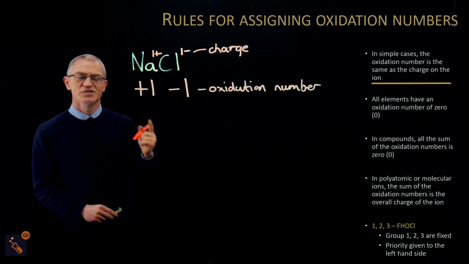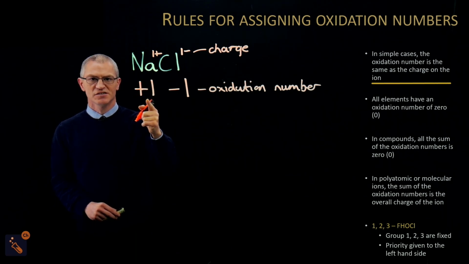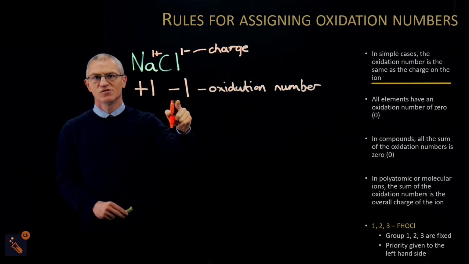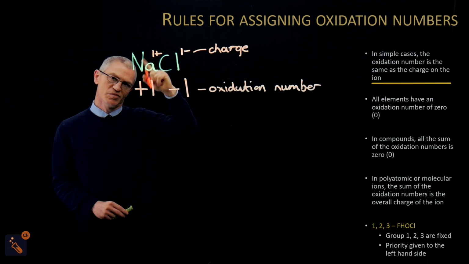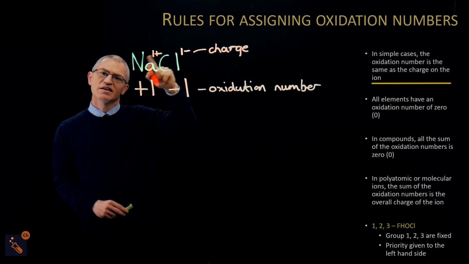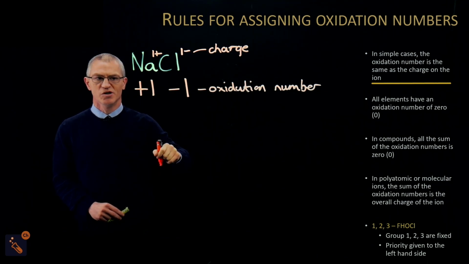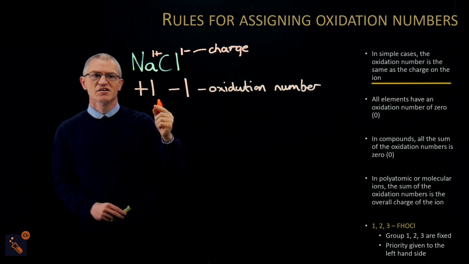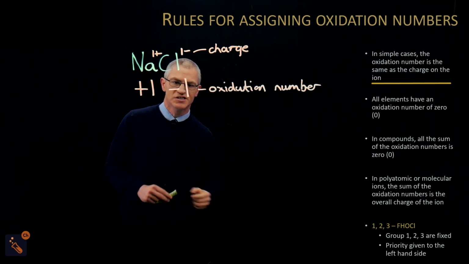So if we use 1, 2, 3 for Hückel again, sodium is group 1, therefore we know it has the same oxidation number as its charge, so that's plus 1. Then we can work out the chlorine from that, because if the overall compound is neutral, the chloride must be minus 1. So you need to work out oxidation numbers relative to the one that you've found from 1, 2, 3 for Hückel. Let's have a look at that again with a different example.